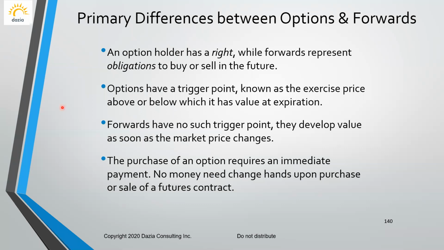There's a trigger point known as the exercise price. Above or below that price, it has value at expiration. So in the option, there is a maturity date, but in forwards, there's no trigger point. They develop value as soon as the market price changes.